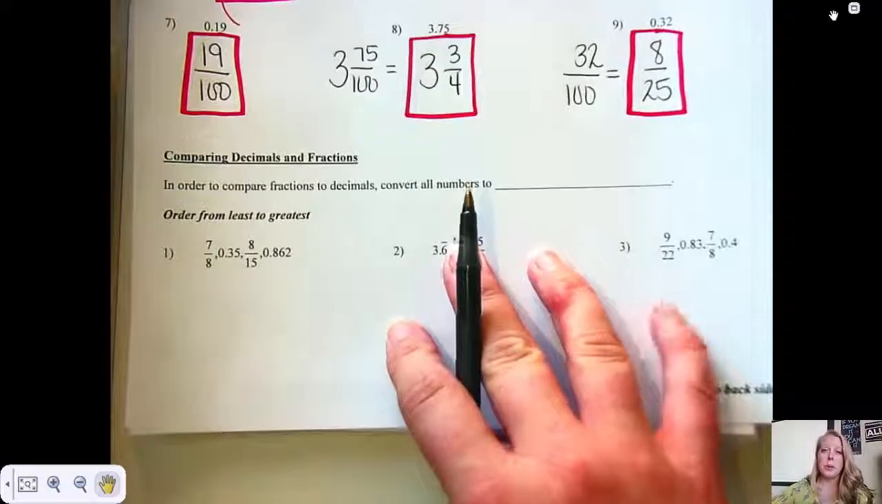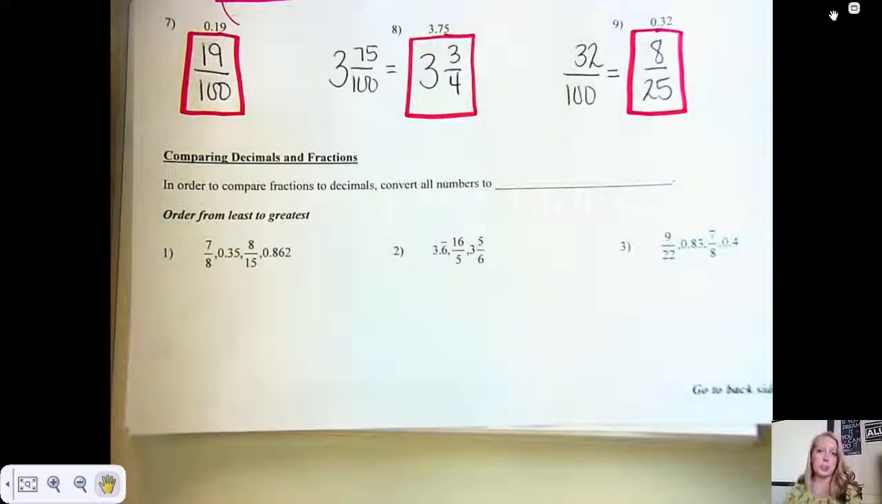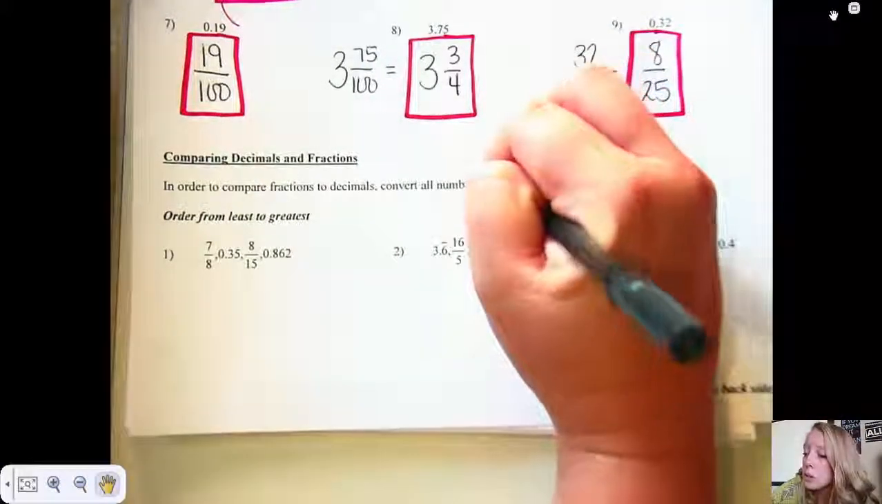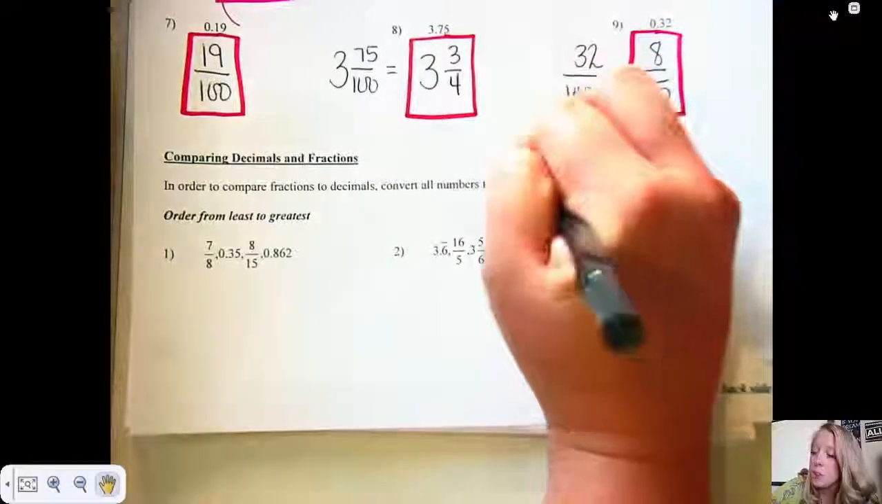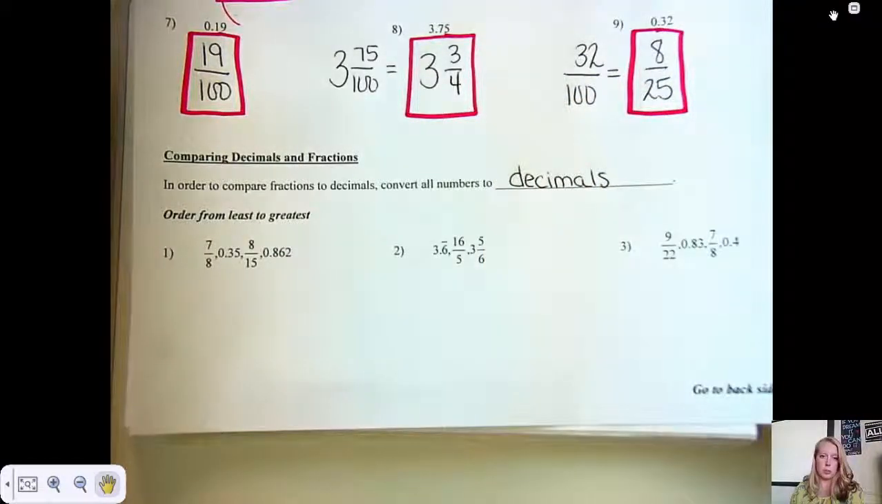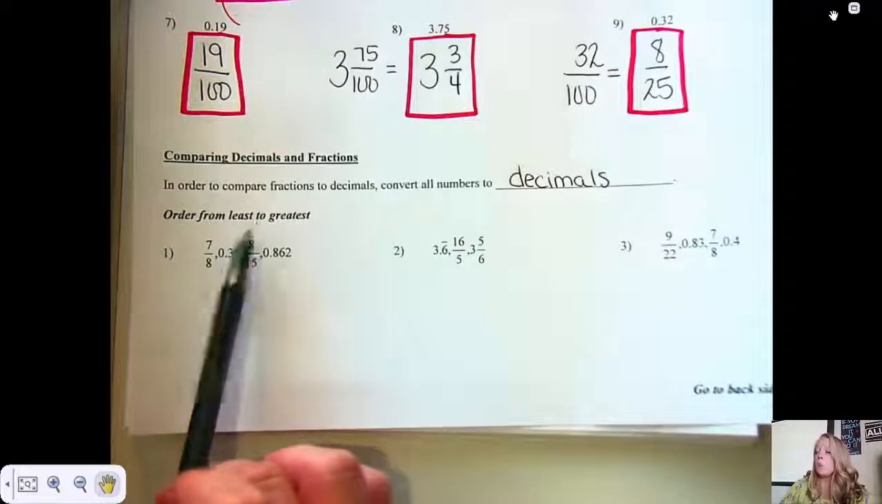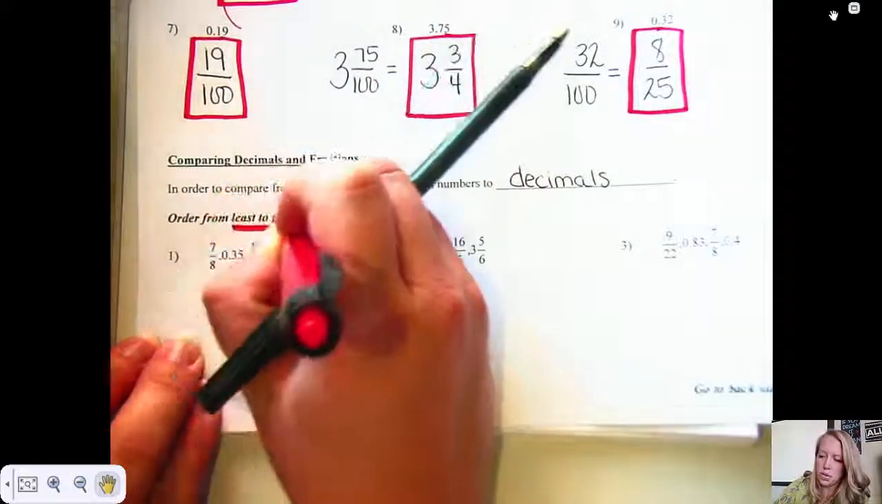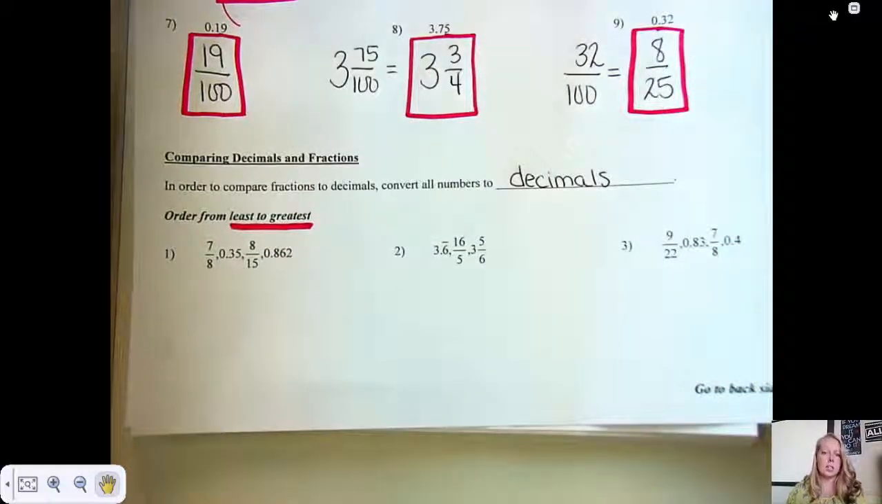Also, I would recommend getting a scrap sheet of paper to do these problems. That's what I'm going to do these 3 down here at the bottom, because it says, in order to compare fractions and decimals, convert all numbers to decimals. And you're going to have to show some work when you take a fraction and turn it into a decimal. So, how does it say to order? Least to greatest. So smallest to largest.